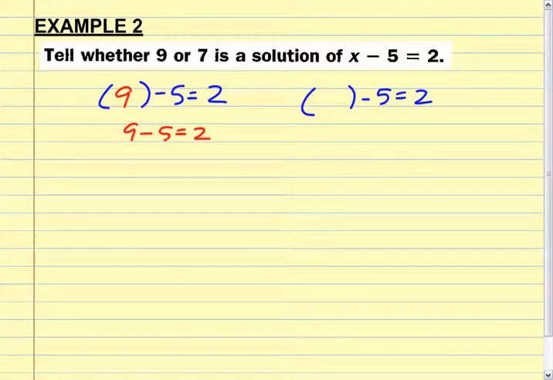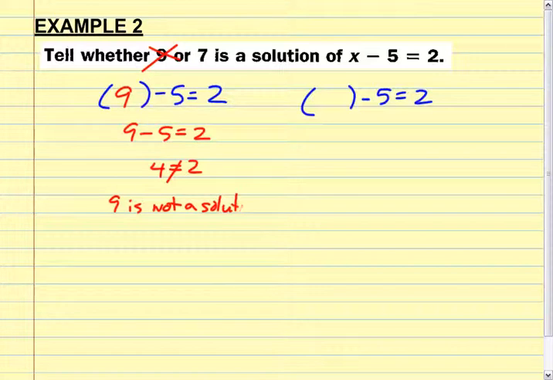Jenna, what is 9 minus 5? 4. Does 4 equal 2? That's not true. So 9 is not a solution. Okay? Good. David, what do I plug in the other one?